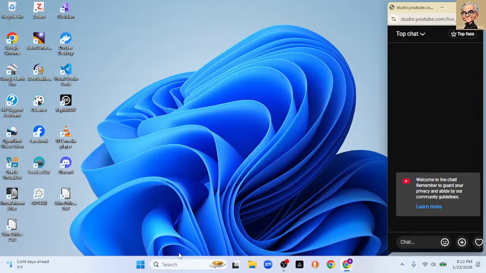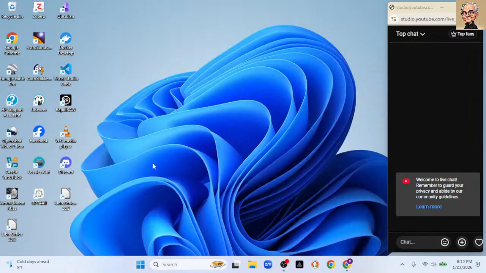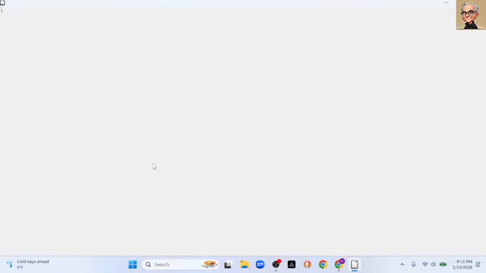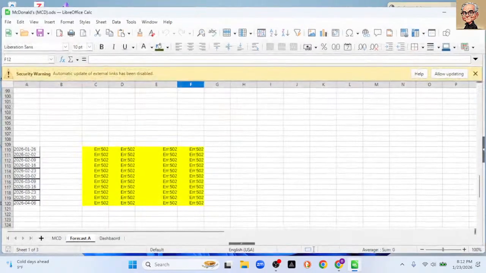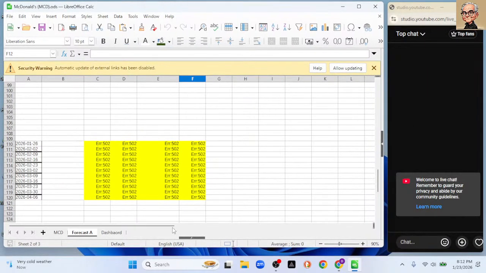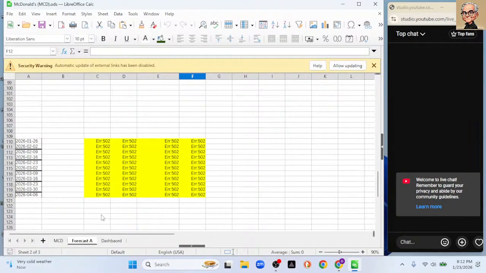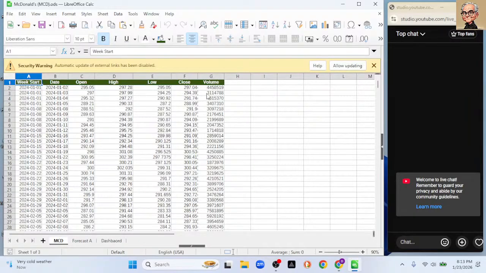I'm skeptical. But anyway, tonight we're going to take a look at LibreOffice Calc, and we're going to use it to analyze and ultimately wind up forecasting McDonald's stock data for the last 2 years. Okay. Look over here. Over here's our data. So what we're going to do first is allow an update.